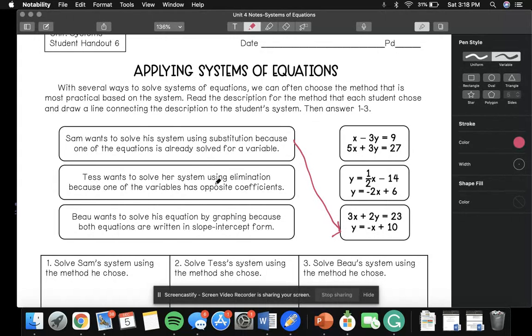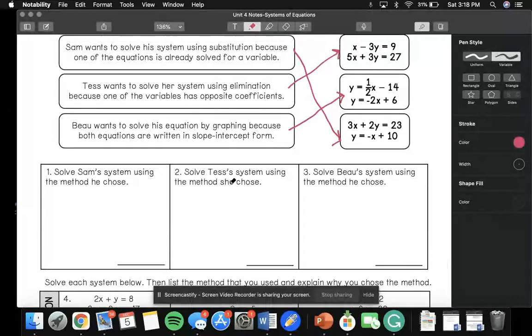Tess wants to solve her system using elimination because one of the variables has opposite coefficients. So if I look here, a 3 and a -3, those are opposites. I also notice that they're in standard form, which tells me that elimination is probably the best way. Okay, and then Bo wants to use graphing because both equations are written in slope-intercept form. And if you look right here, both of them are in slope-intercept form, which makes me think that graphing is the best method.